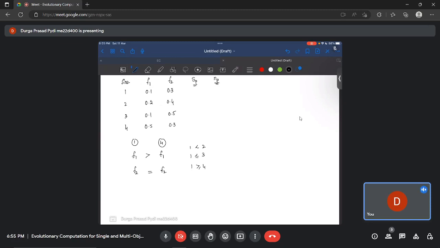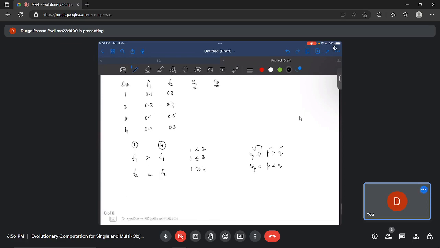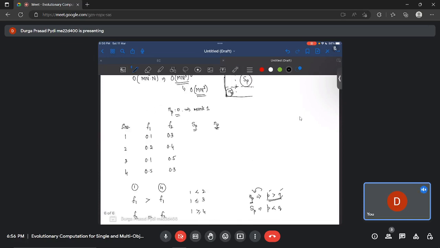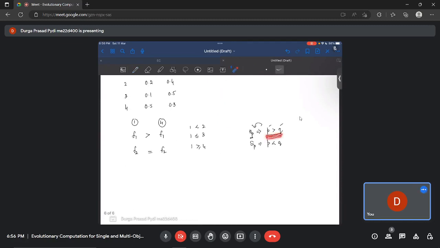So by seeing this, NP is a counter: you increase the counter of NP only if, for a given solution, P is greater than Q. SP is the one where P is less than Q. If P and Q are two solutions, you increment the value of NP if P is greater than Q. You can see here, you increment NP only if there are some solutions in this region. There will be some solutions in this region only if P is greater than that particular solution. And if P is less than Q, then you add it to the SP.